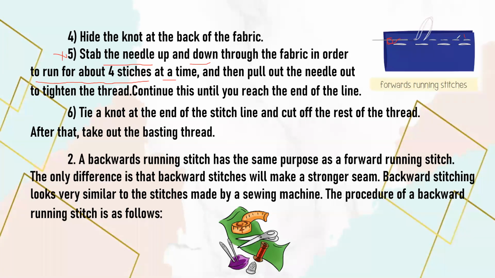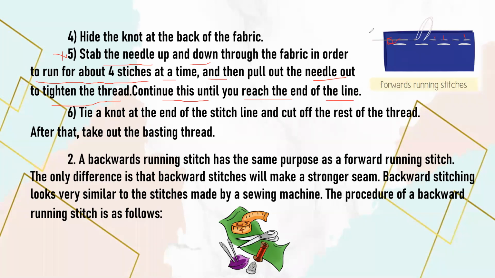And we are going to make like 1, 2, 3, 4 stitches. Okay, we are going to make 4 stitches at a time. After that, what we have to do, and then pull them and then pull out the needle. Here you can see after making 4 stitches, then we're gonna take out the needle. All right. So to tighten the thread, we are going to take it out after 4 stitches and make it tight. All right. After that, continue this until you reach the end of the line.